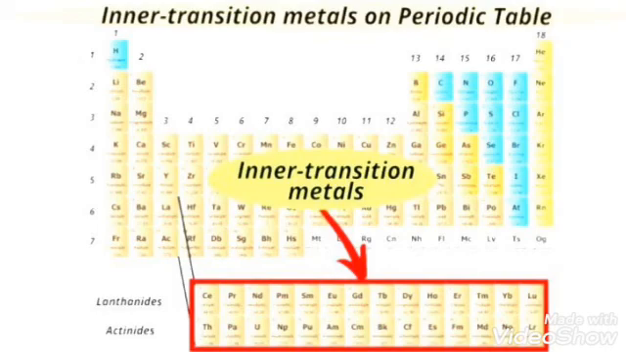Inner transition elements are placed under 2 series, lanthanides and actinides. After lanthanum, 14 elements are called lanthanides, and after actinium, 14 elements are called actinides. F block elements are placed outside the periodic table because there is no place in the main periodic table to accommodate 14 lanthanides and 14 actinides at one place.